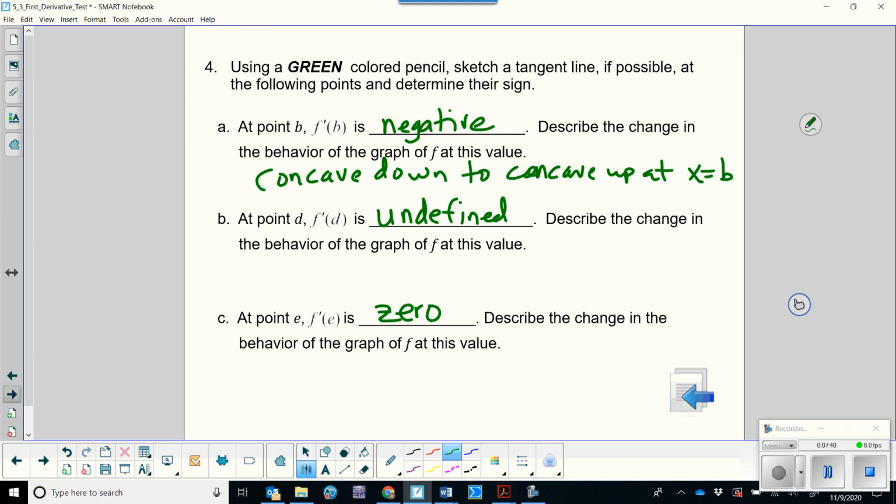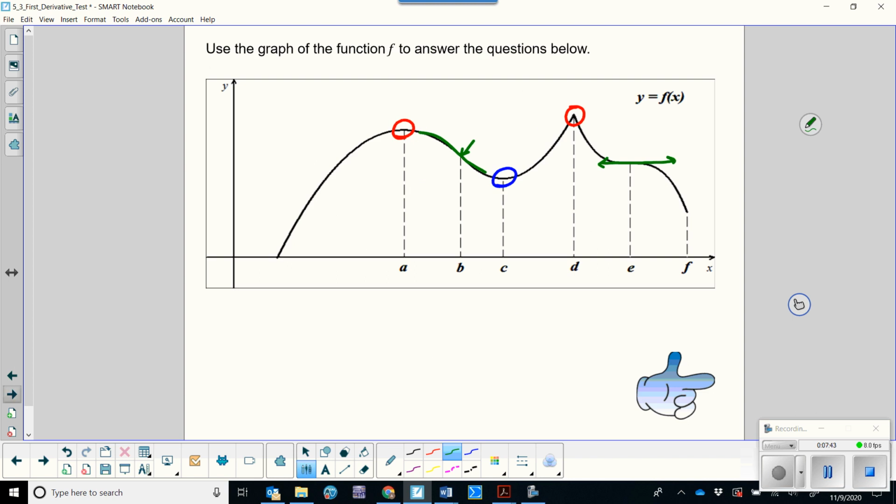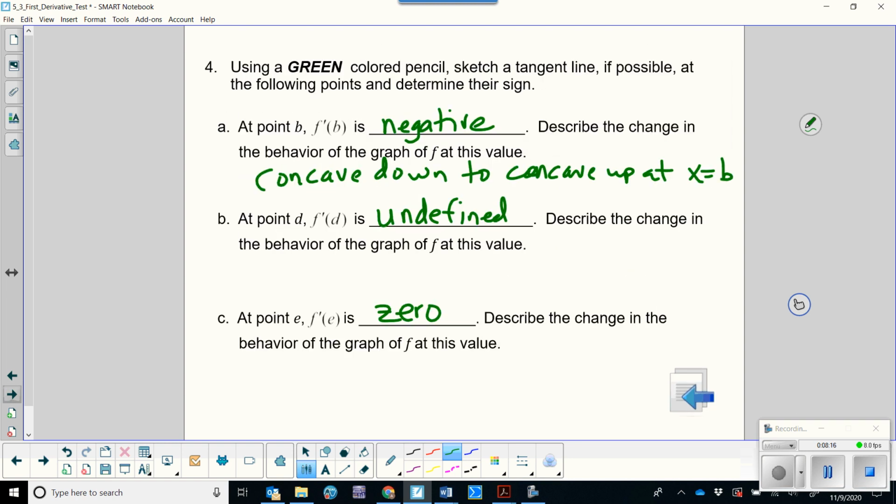Now let's look at the behavior of the graph at both of those places. So if we look at D, all we can say is it goes from increasing to decreasing there. So it did give me my relative extrema point. It just doesn't have a tangent line. And then again, when we look at the point at E, which I'm just going to erase the tangent line again so you can see. Right at this point, it goes from concave up to concave down. Okay, right at that point. So that's another change that will be important here.